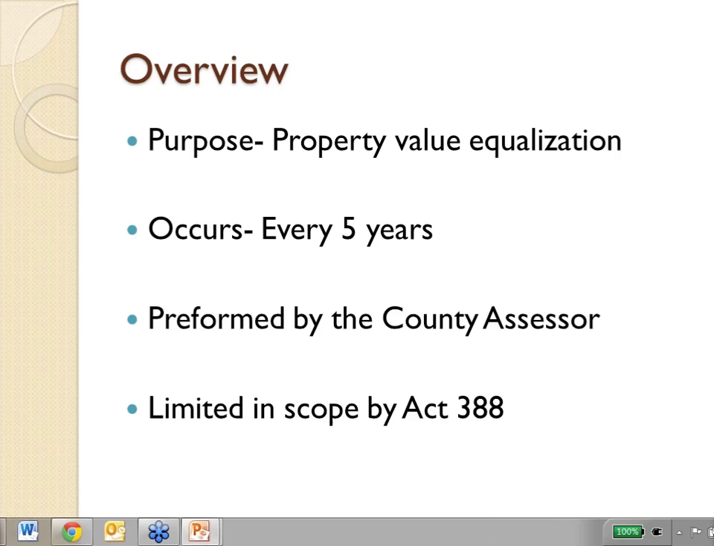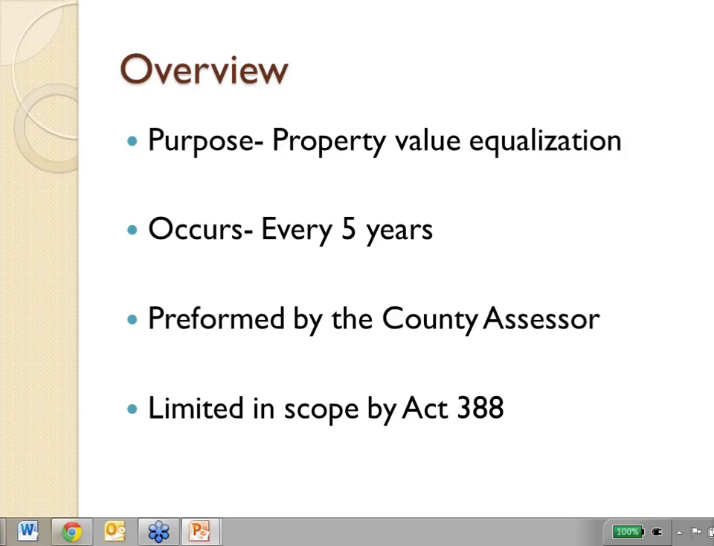Let's talk about reassessment. A lot of counties are undergoing reassessment this year. Beaufort County, Anderson County, and there's probably a few others. Next year, Charleston County is supposed to go into reassessment. Horry County, Pickens County, and there's a whole list of them. The purpose of reassessment is property value equalization.